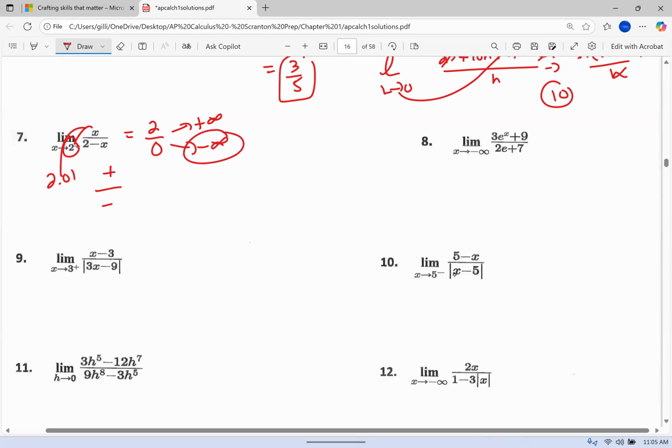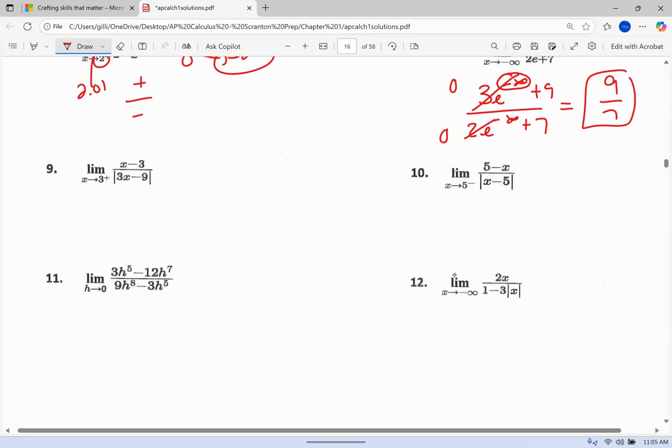Here, I think this really had intended to be an x. So therefore, that would be 3e to the negative infinity plus 9 over 2e to the negative infinity plus 7. And we need to know by now that a base bigger than 1 raised to a negative infinity power, you could think of it as, will converge to 0. So 0 plus 9 is 9, and 0 plus 7 is 7.